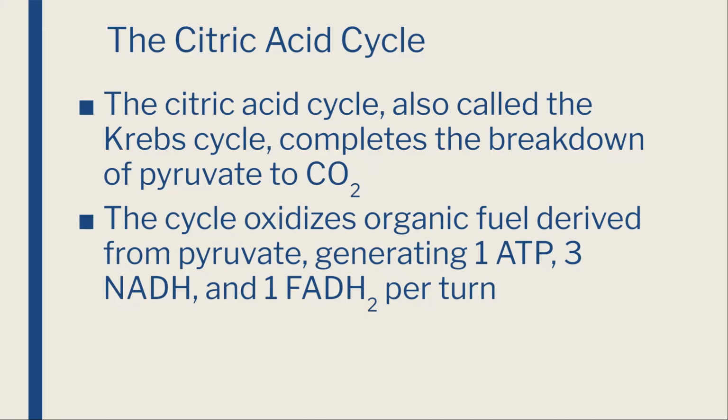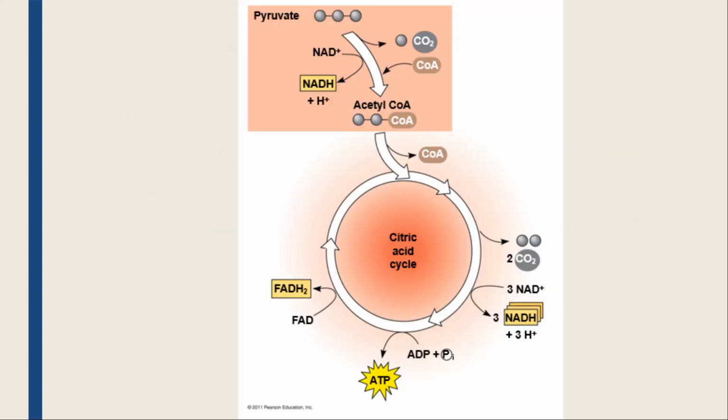And so one pyruvate will go through the citric acid cycle, and it will generate 1 ATP, 3 NADH, and 1 FADH2. And then because you get 2 pyruvate from every glucose molecule, one glucose will actually be 2 turns of the citric acid cycle. So in the end, you'll get 2 ATP, 6 NADH, and 2 FADH2 for one glucose molecule.